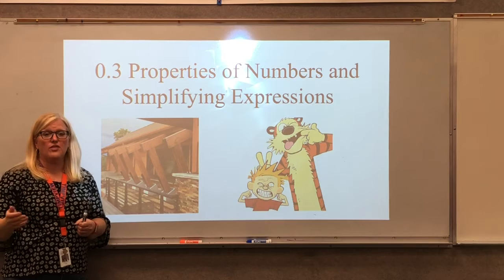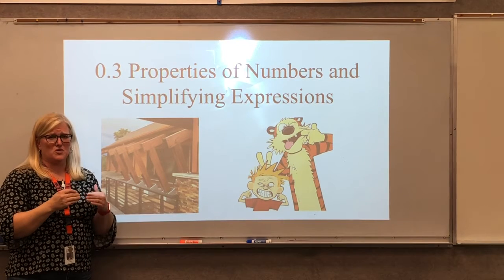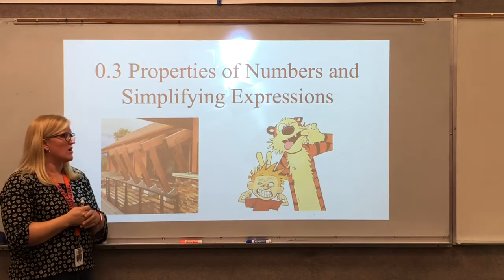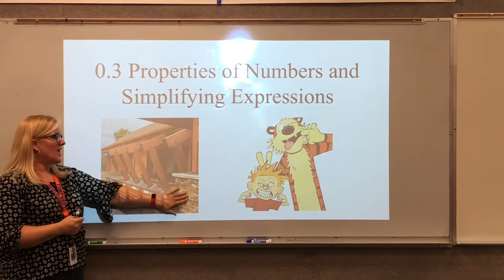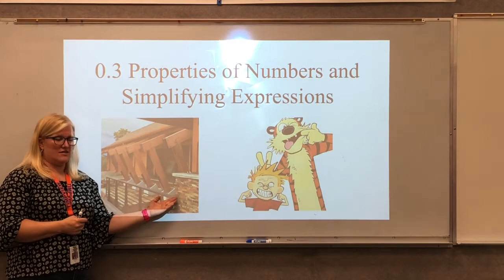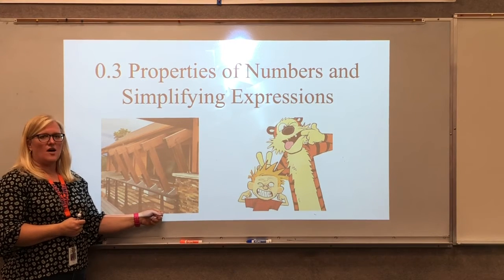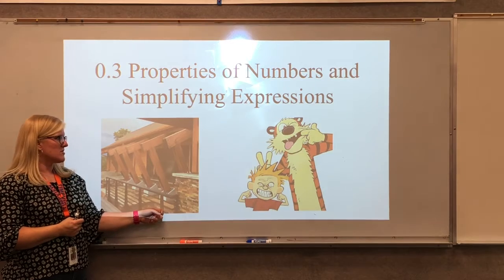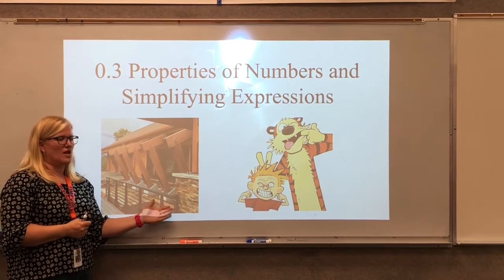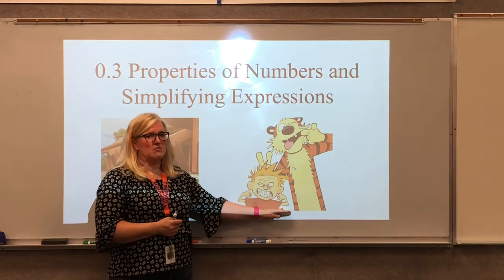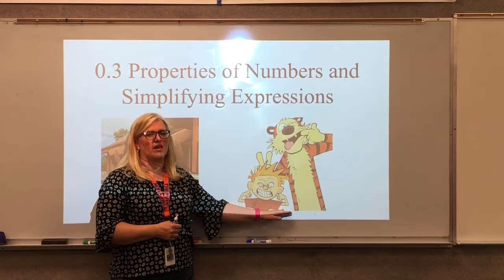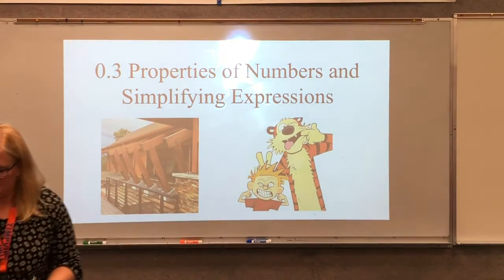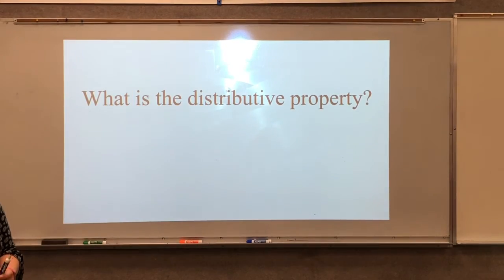Okay, so 0.3, you saw 0.2 is really short, and that's why I'm doing 0.3 also, is properties of numbers and simplifying expressions. So here we've got a property. This is that house I showed you guys on the first day, the outside of that house that my husband designed, and this is property, and these are simplifying expressions. I know, it's another really dumb thing, but oh well.